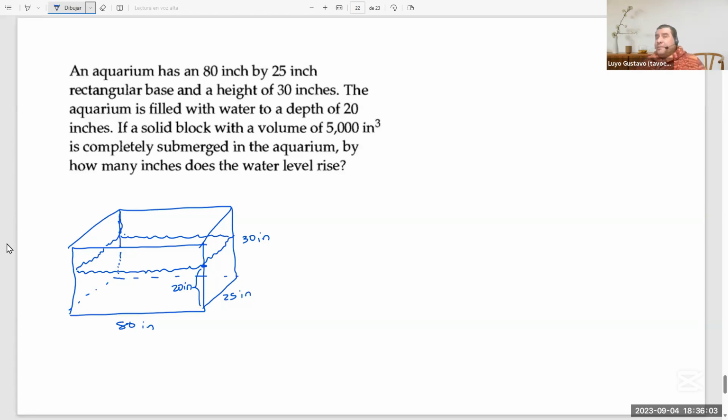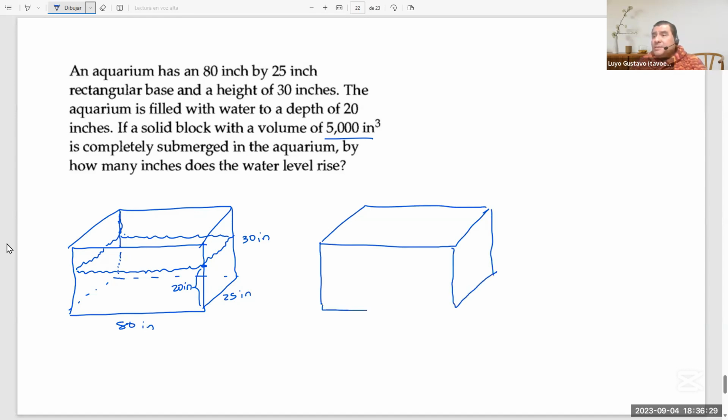this aquarium with water. So a solid block with a volume of 5,000 cubic inches is submerged in the aquarium, and how many inches does the water level rise? It only makes sense that if we submerged one block that is solid in this water, and here the key word is submerge. What does submerge mean? That the actual level of water in the aquarium covers completely the submerged object.